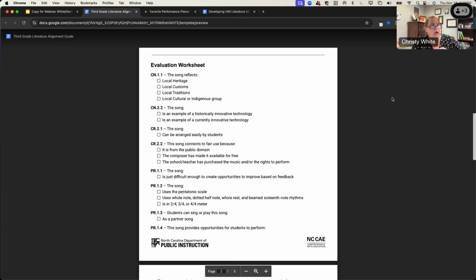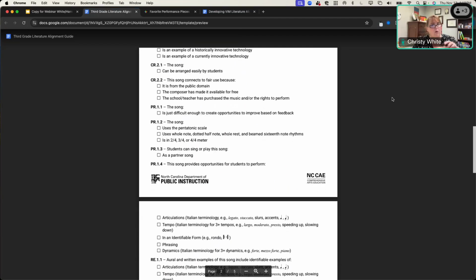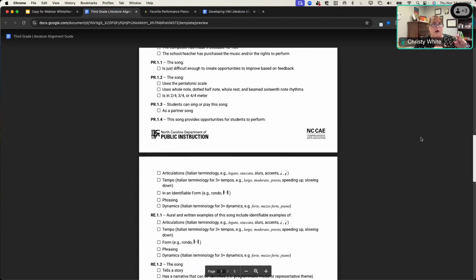PR 1.2 talks about the rhythms, the pitches, and the meter that are specific to third grade. 1.3, third graders are focusing on partner songs. And then PR 1.4 also lines up with RE 1.1. They're asked to either identify or perform the relevant tempos, articulation, form, or dynamics. So we're looking for those things in the song.